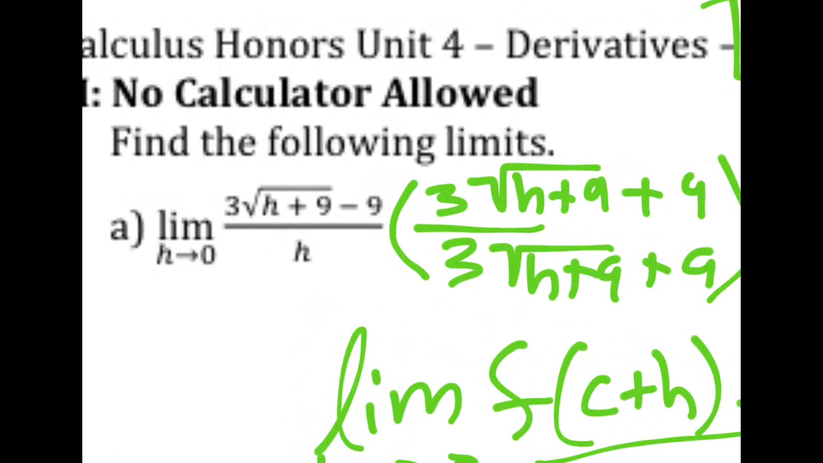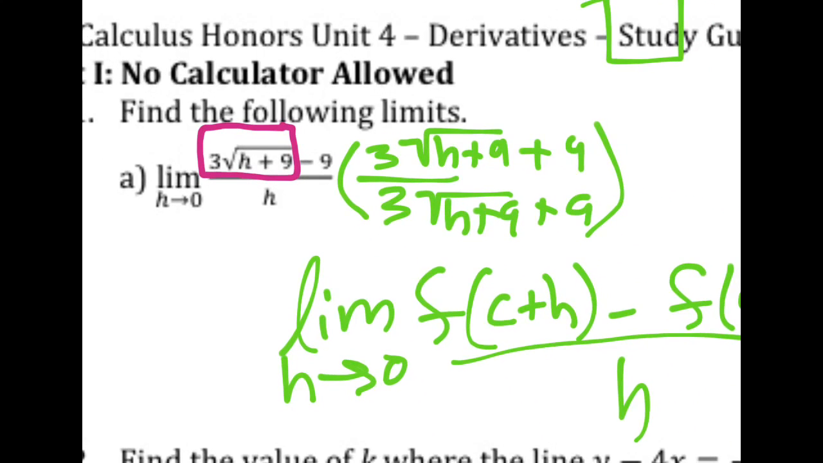So look up here, the function is always going to be that first term there. And remember, that first term is this f of c plus h bit right here. It is our function, but with our c value plus h plugged in. So look underneath that square root. We have h plus 9 there. That's telling me that our c value is 9.